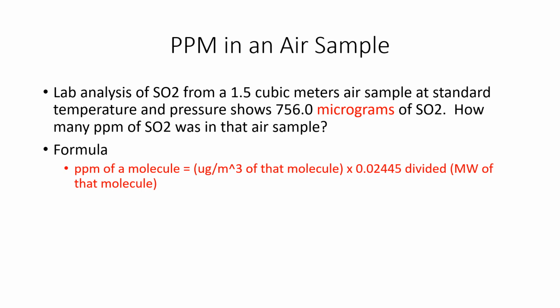So let's look at our formula. The ppm is going to be equal to, in this case, micrograms per meter cubed of that molecule times 0.02445 divided by the molecular weight of the molecule. So let's go ahead and do just a little bit of math on this example.